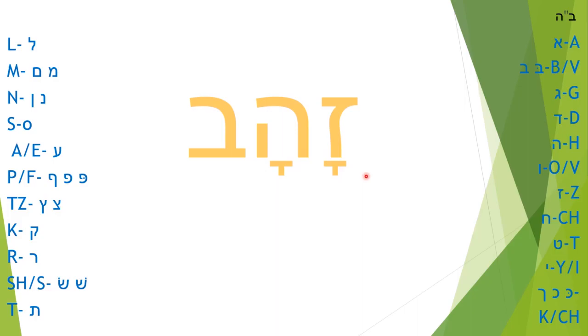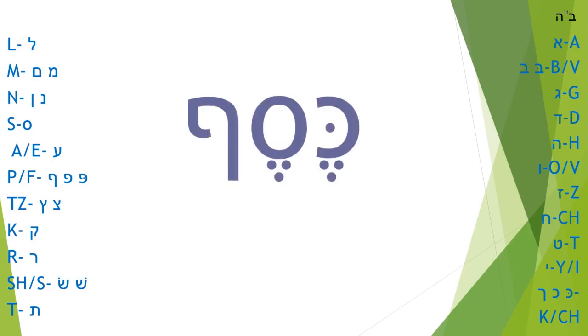Okay, this is also pretty straightforward. Zahav, together, zahav. That's the color of gold. Ke, se. Together, kesef. This means silver, also means money, by the way.